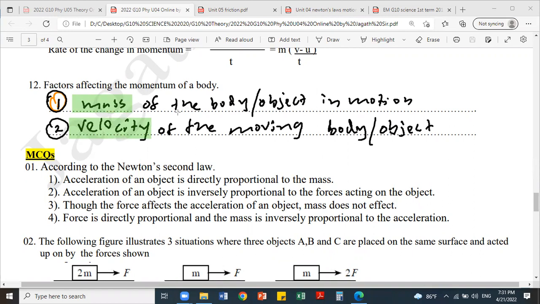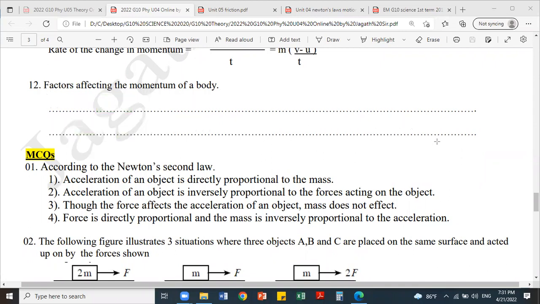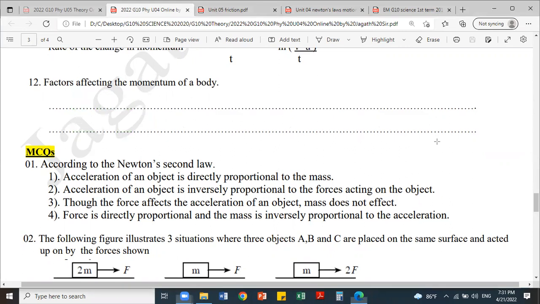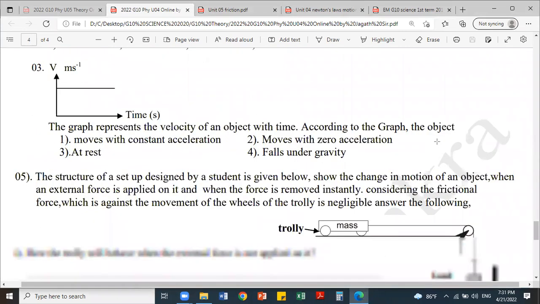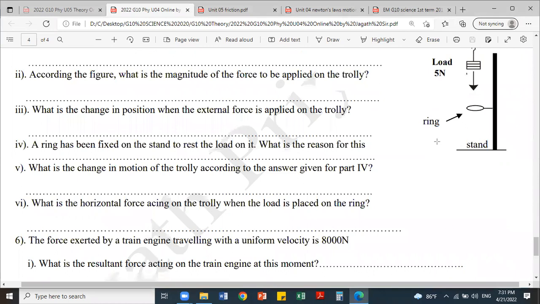Right. So that is the end of the theory part. Now, there are a few questions I have given here. We'll discuss this. There are MCQs I'll discuss now.